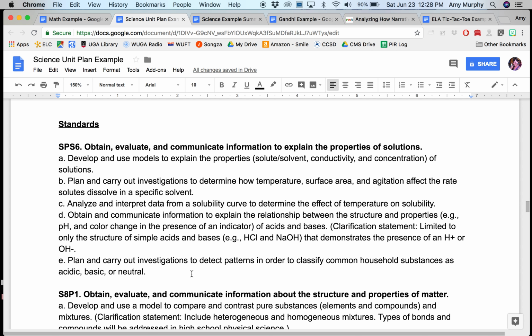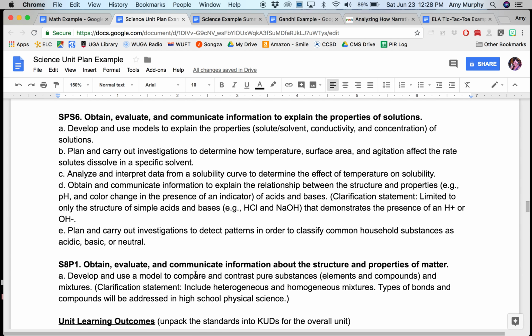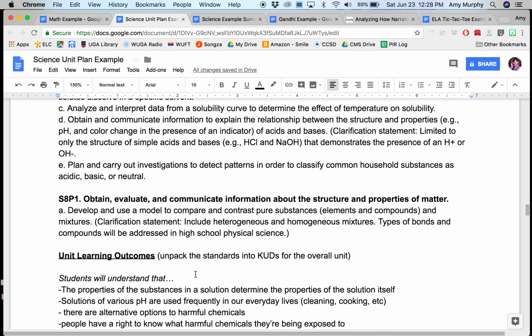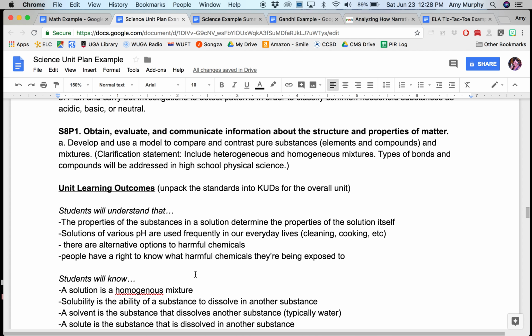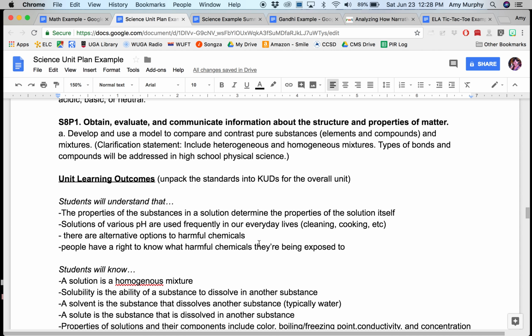So she took all of these standards and she broke them down. So first she had her large understandings, that, for example, the property of the substances in a solution determine the properties of the solution itself. And there's a large understanding that solutions of various pH are used frequently in our everyday lives, and etc.